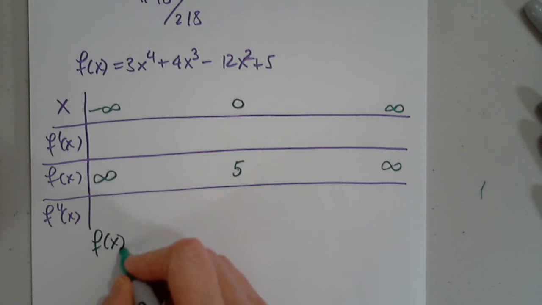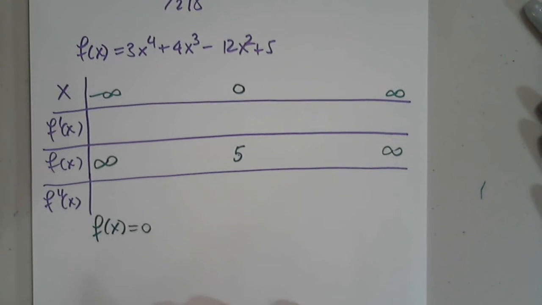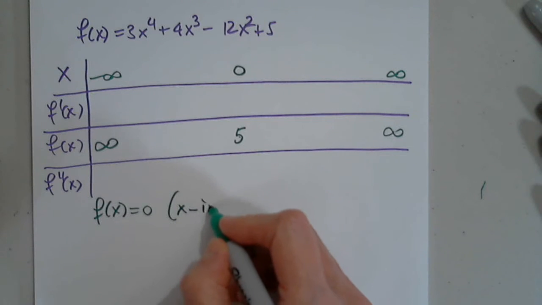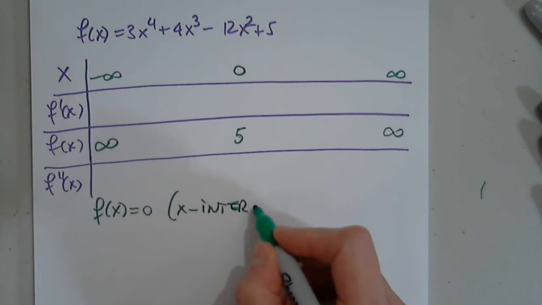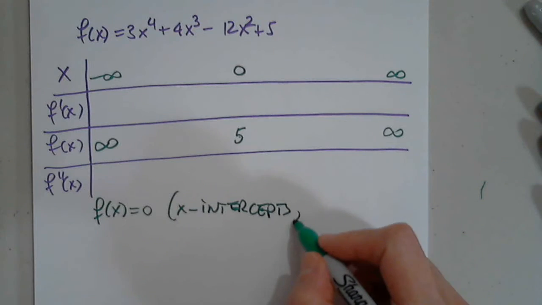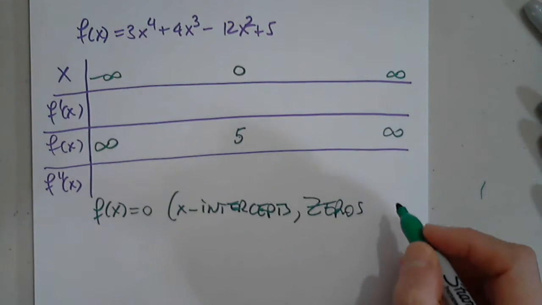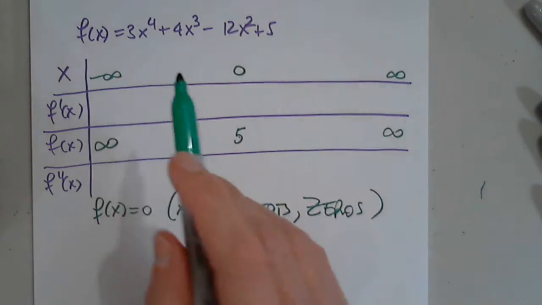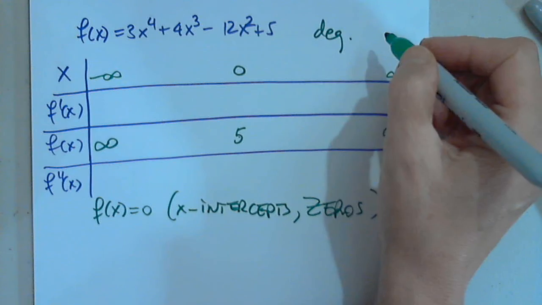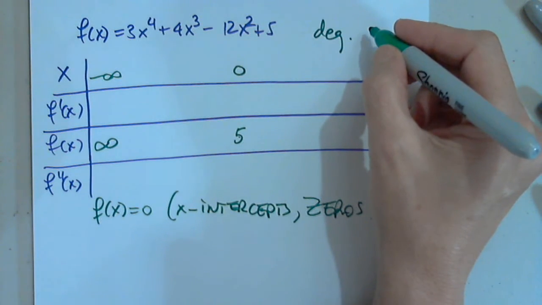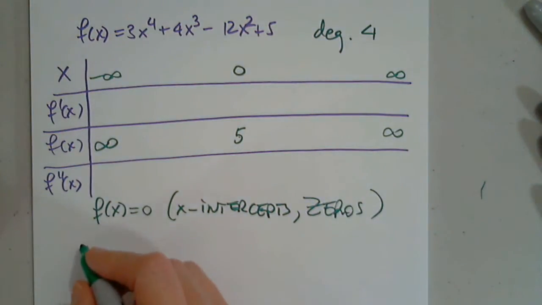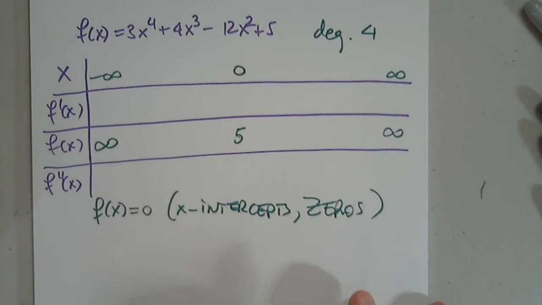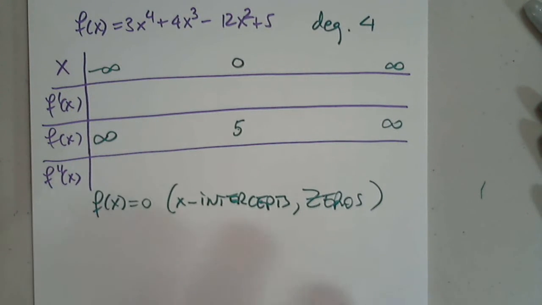So to solve the equation f of x equals 0, in other words, the x-intercepts, also called the zeros of the function. Okay, so what is the degree of this polynomial? 4. Very good. How many solutions? If degree is 4, how many x-intercepts do I have to find? 4. Yes, 4.